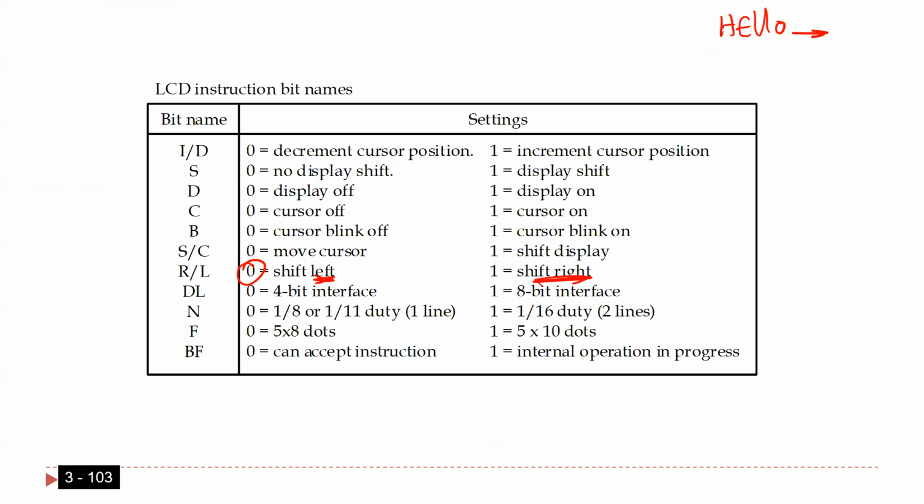Okay, you can move the cursor. Sorry, you can move the text, shift the text, so you have to put 0 here. So let me see, that's what I'm saying here. If you put 0, that means you have to move the cursor. If you want to shift the text, you have to put 1 here. Okay, so again, very trivial, very simple.